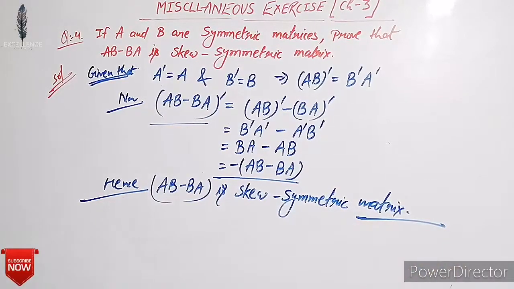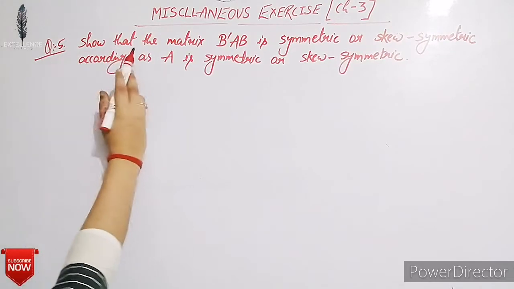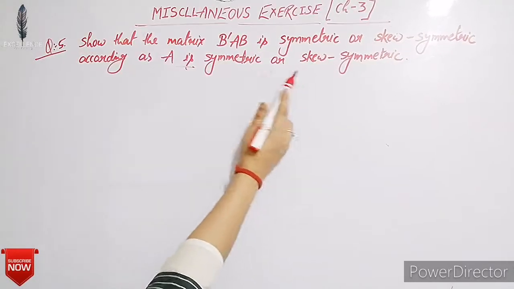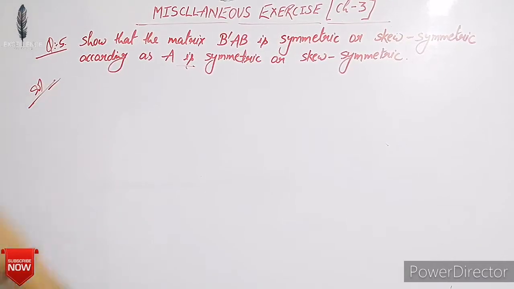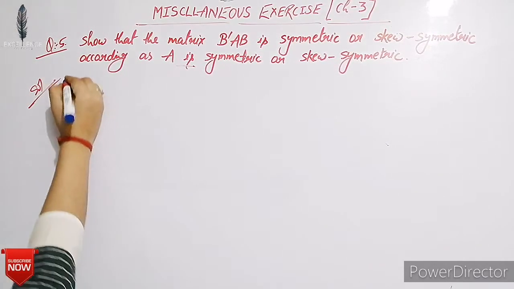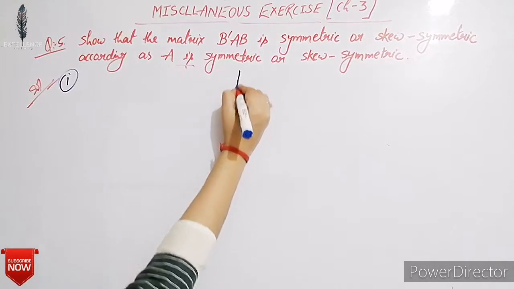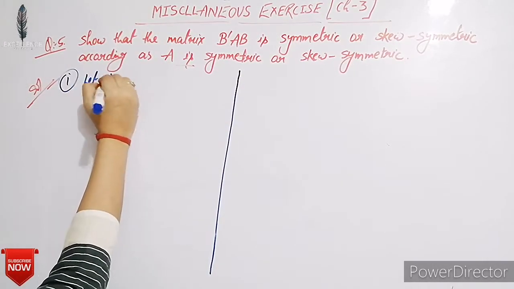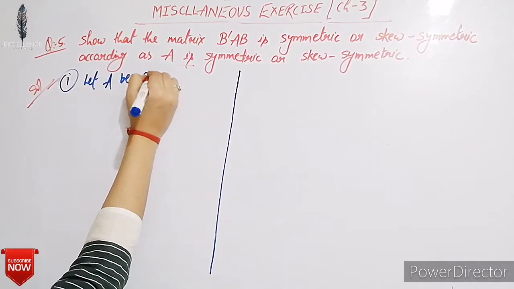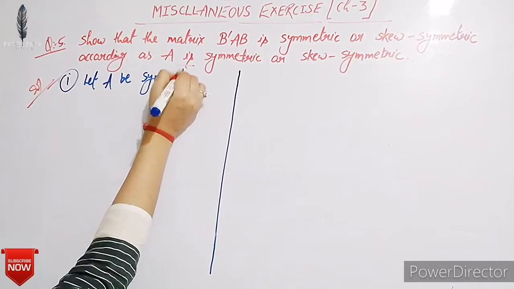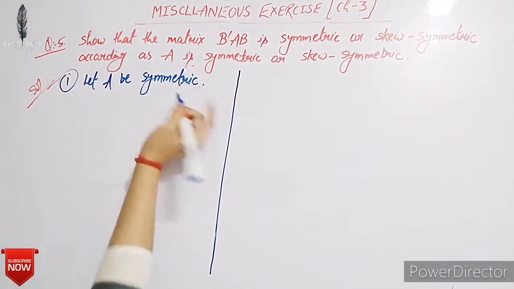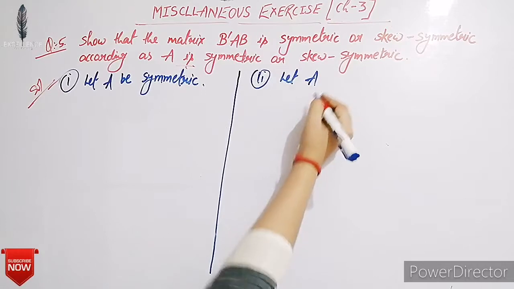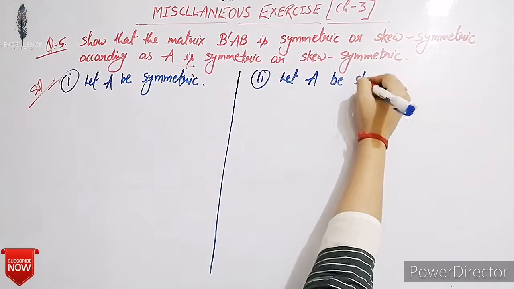Okay, let's see the next question, number 5. Here show that the matrix B dash AB is symmetric or skew symmetric according as A is symmetric or skew symmetric. Here we have two cases. First, if A is symmetric, let A be symmetric. And second case, here let A be a skew symmetric matrix.